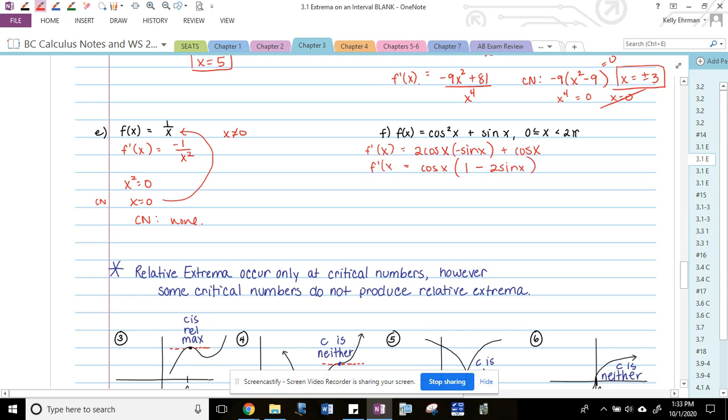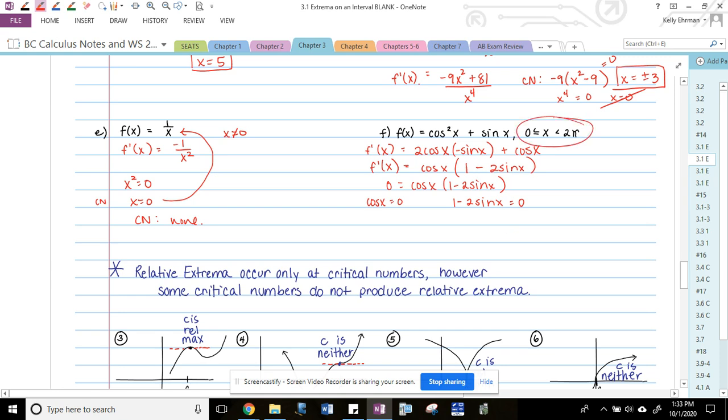Now, remember last chapter we were like, well, how far do we have to go? The reason I did that is because, remember, you're setting it equal to 0 and solving trig equations like this, which we did in pre-calc, you need it to be in its factored form. This means cosine x could equal 0, or 1 minus 2 sine x could equal 0.